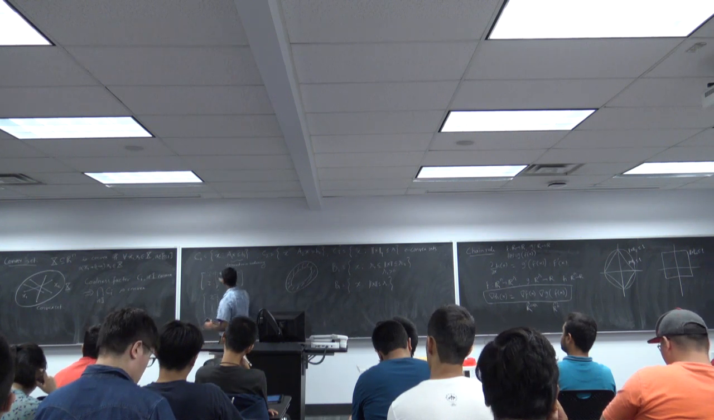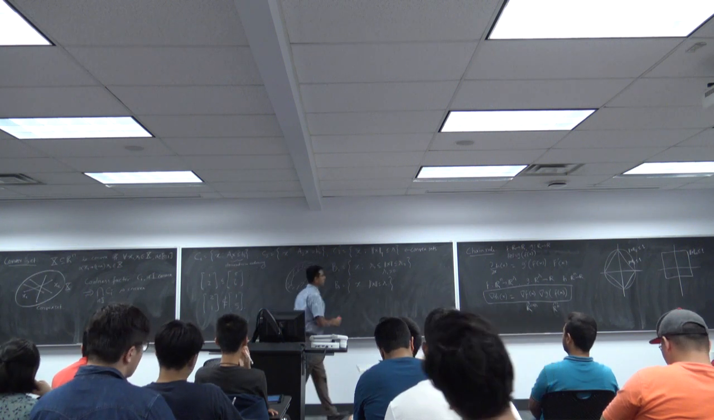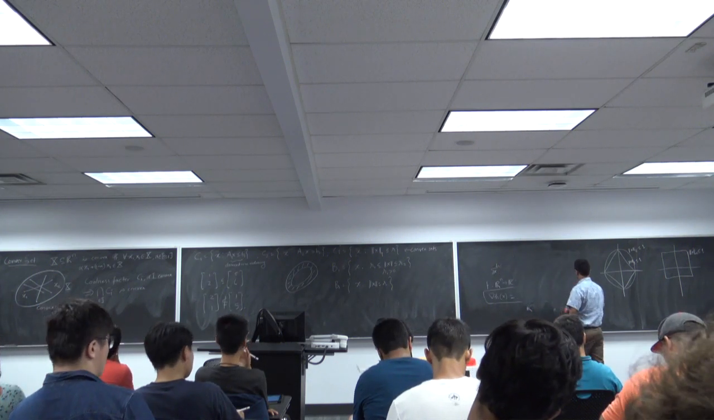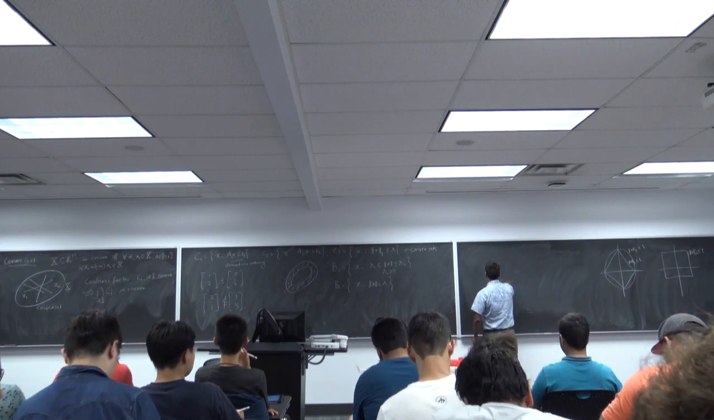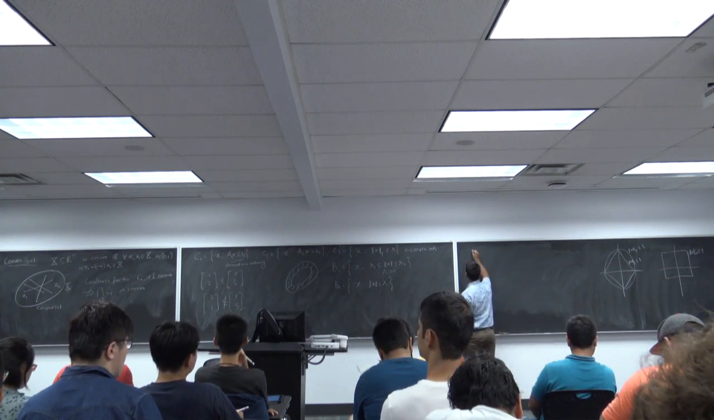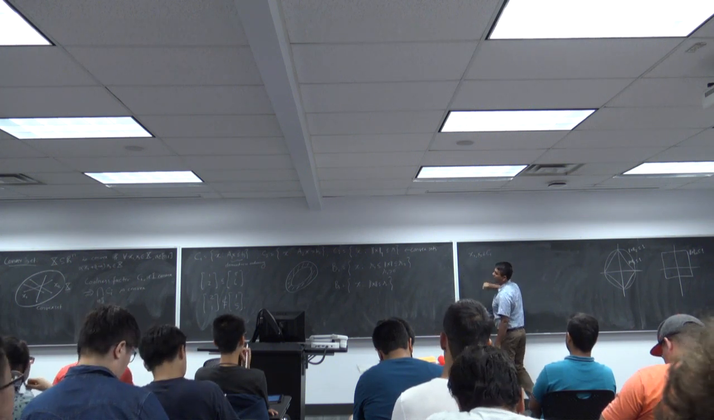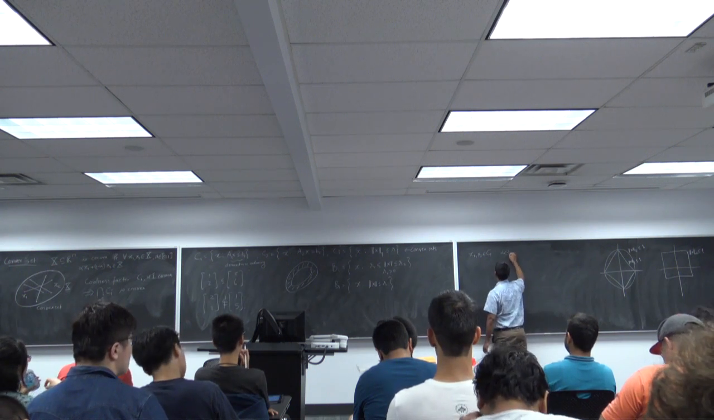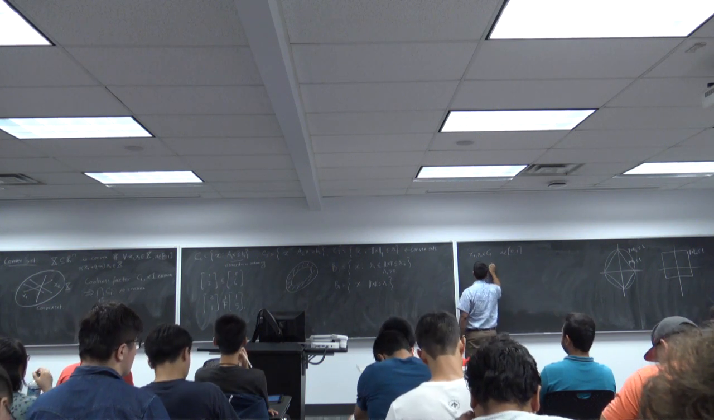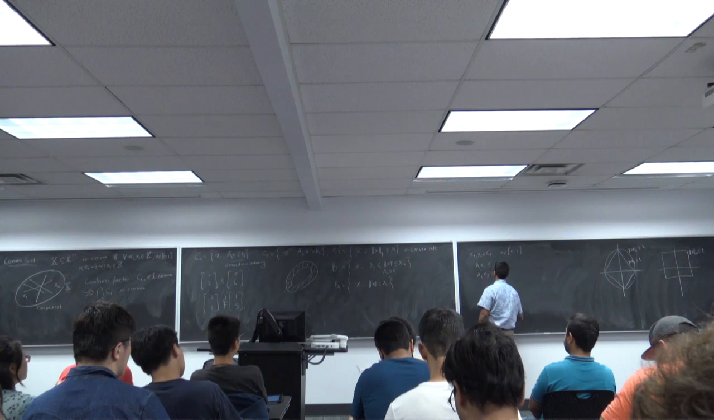Let me ask this question. How would I show that C1 is a convex set? Okay, so let's try and prove that C1 is convex. I pick x1, x2 in C1, and I pick alpha in [0, 1]. Then I know that A1x1 is less than or equal to b1, and A1x2 is less than or equal to b1.